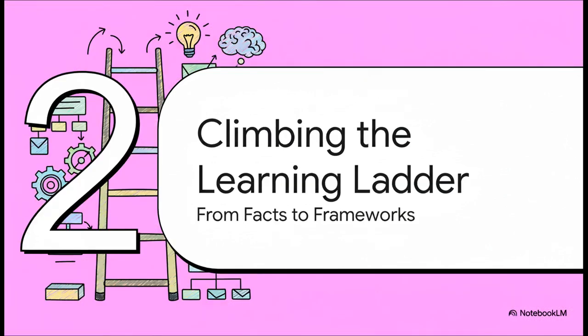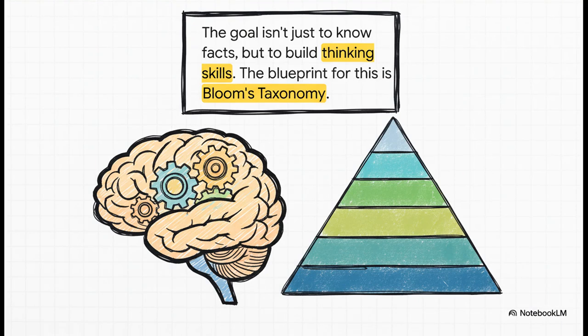So how do we get out of this trap? Well, we need a better game plan than just collecting random facts. Think of it like you're climbing a learning ladder. It's a structured way to move from that shallow memorization up to deep, useful knowledge you can actually apply. And here's the most crucial point. The goal of higher education, and what the NET exam is really testing, isn't just what you know, but how you think. The blueprint for building these thinking skills is a classic in educational science called Bloom's taxonomy. Let's just think of it as the rungs on our learning ladder.